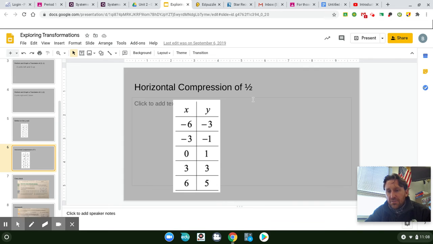And a horizontal compression, so that means you're going to multiply all the x values by 1/2. So negative 6 becomes negative 3. Negative 3 becomes negative 1.5. 0 stays the same. 3 becomes 1.5. And 6 becomes 3. So you just multiply the whole row by 1/2.